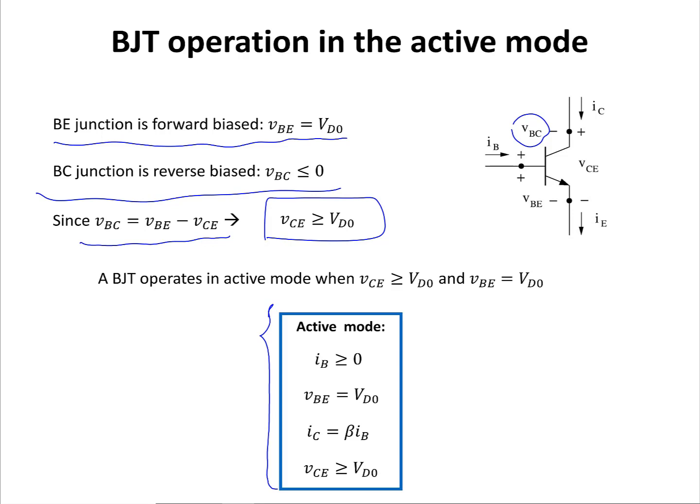Please note that we are using an NPN transistor for deriving these equations, but these equations are similar for the case of a PNP transistor. For a PNP transistor, we're going to change the subscript of the voltages and use the same equations. For example, when you have VBE equals VD naught in the case of an NPN transistor, for a PNP transistor, you're going to write VEB equals VD naught. And instead of VCE greater than or equal to VD naught, for a PNP transistor, you're going to write VEC greater than or equal to VD naught.